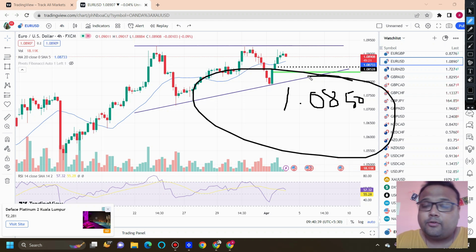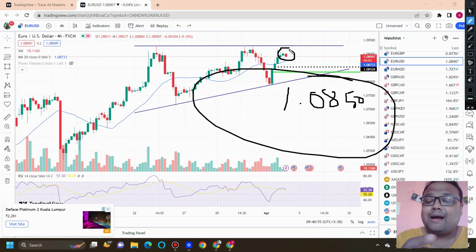As I always say, the volatility of the market will play a big role. Right now we can see that the market is not very volatile, but in the US session the market shows crazy volatility. In that case, 1.0850 may not work.